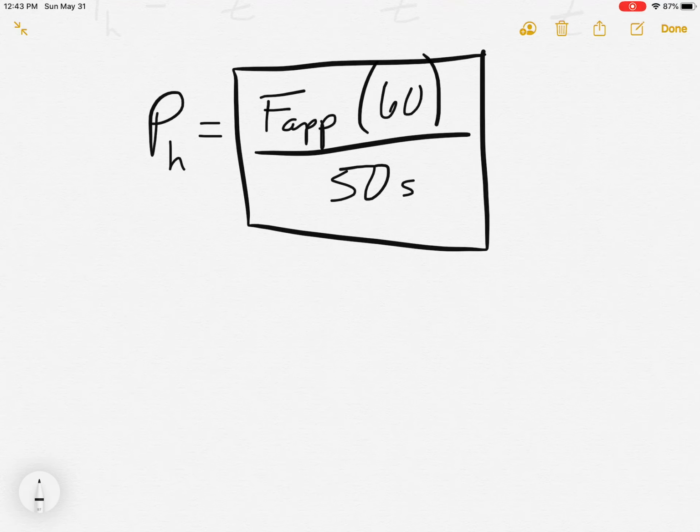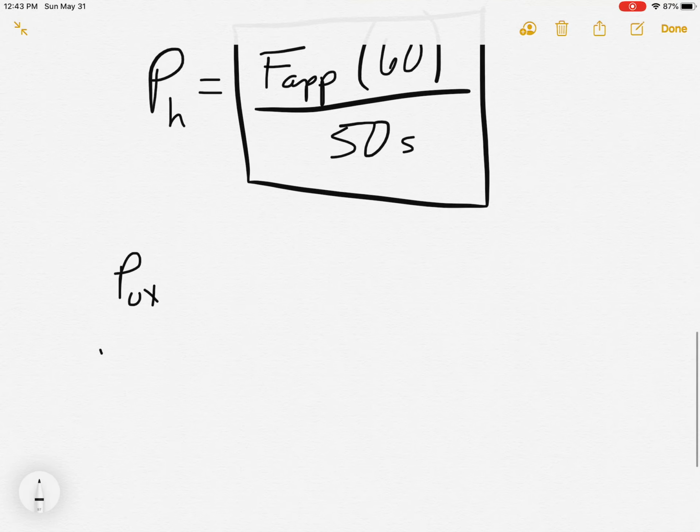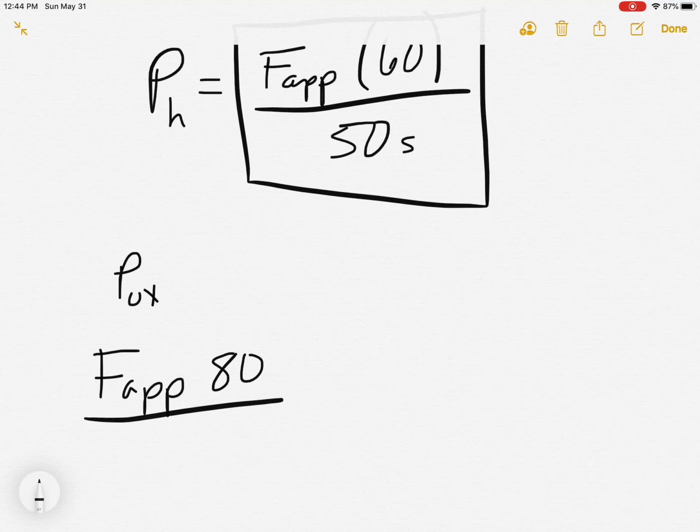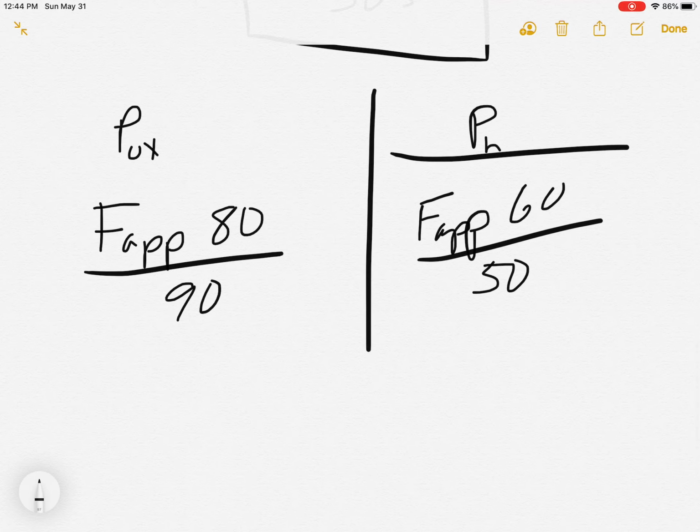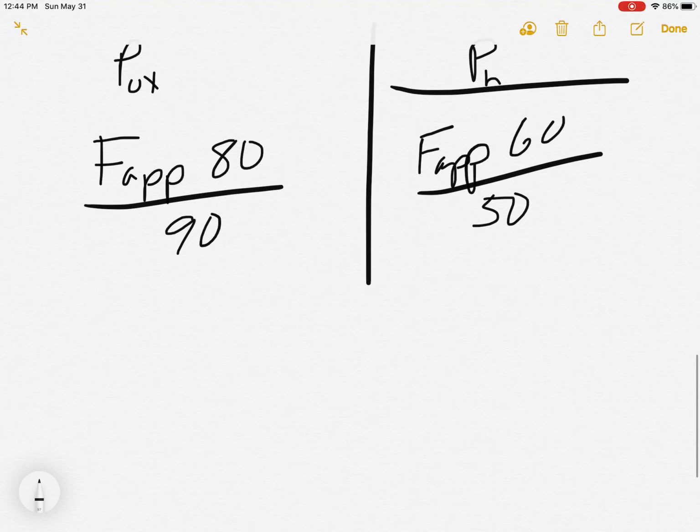So let's just put them beside each other, not in an equation, let's just compare them. Here's the power of the ox: F applied times 80 over 90. And the power of the horse: F applied times 60 over 50. Now, F applied is the same in both cases. So in a sense, it doesn't have any effect, does it? It's the same number for both.